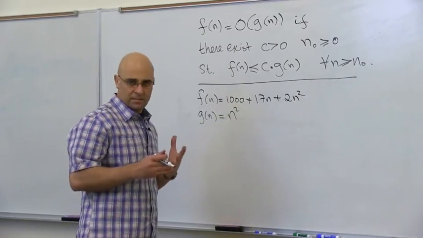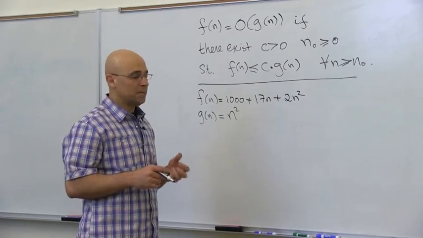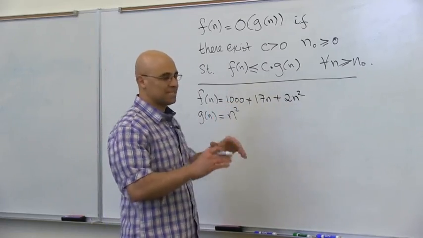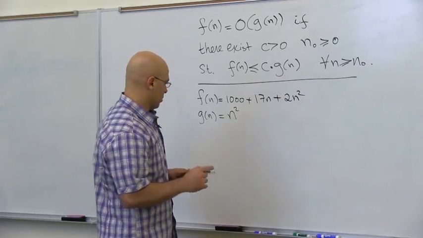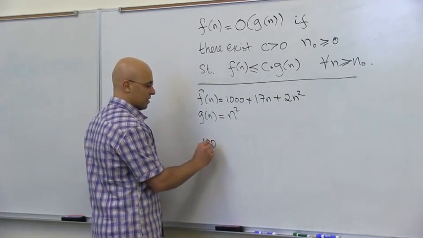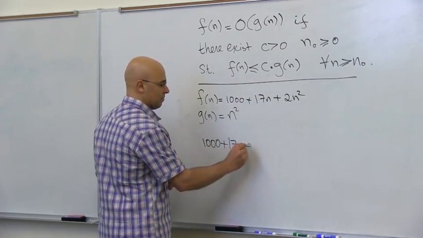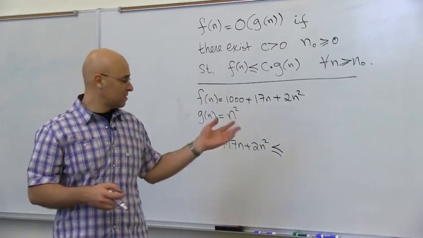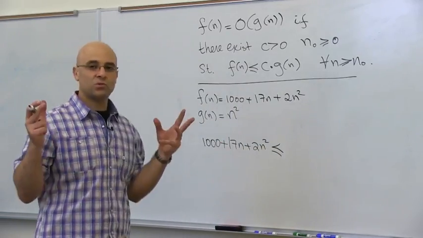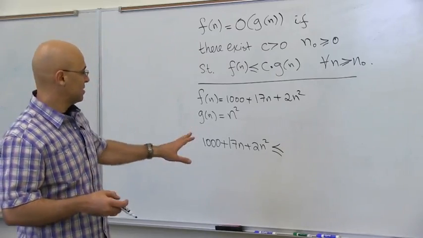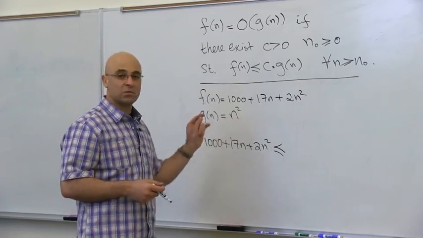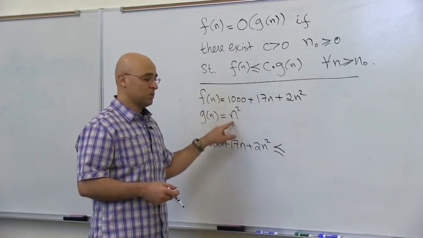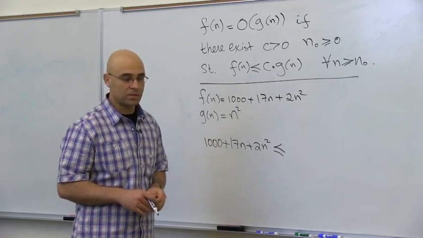Now, we can guess some of these numbers, but we can also go about it a bit more systematically. Remember that I'm interested in finding that f of n is smaller than or equal to something. So f of n is 1000 plus 17n plus 2n squared. Now I want it to be smaller than something. What is it smaller than? Of course, it is smaller than 2 to the n for many cases and so on. But since I am going after n squared, I have to keep n squared in mind, and I have to get to something that looks like n squared.